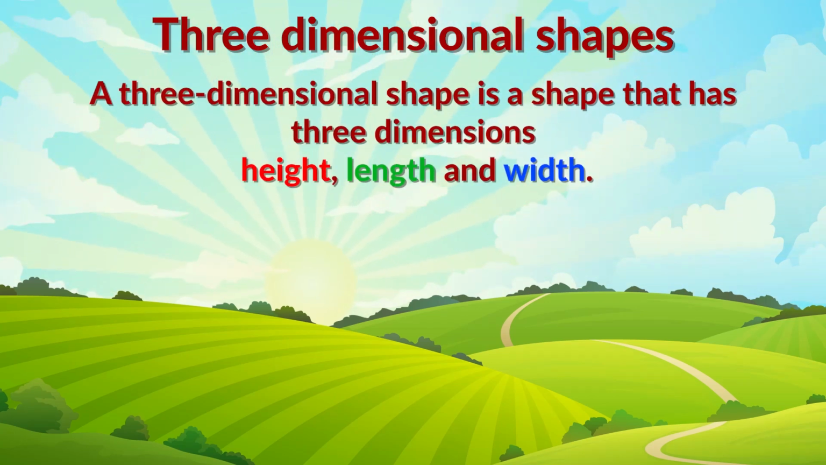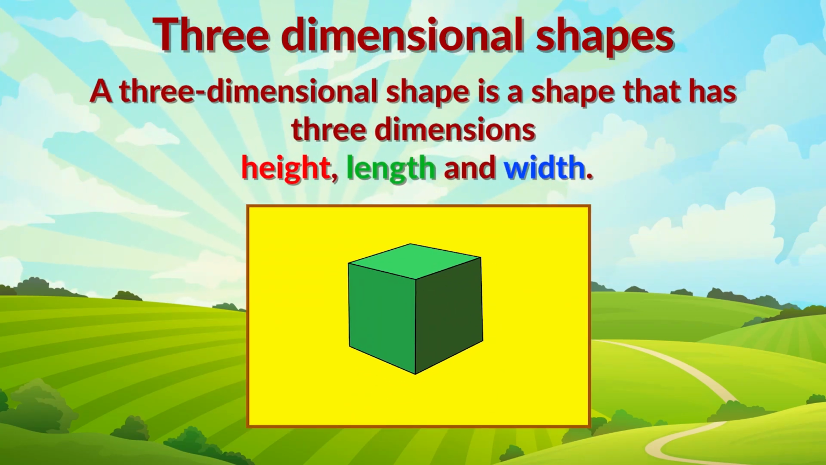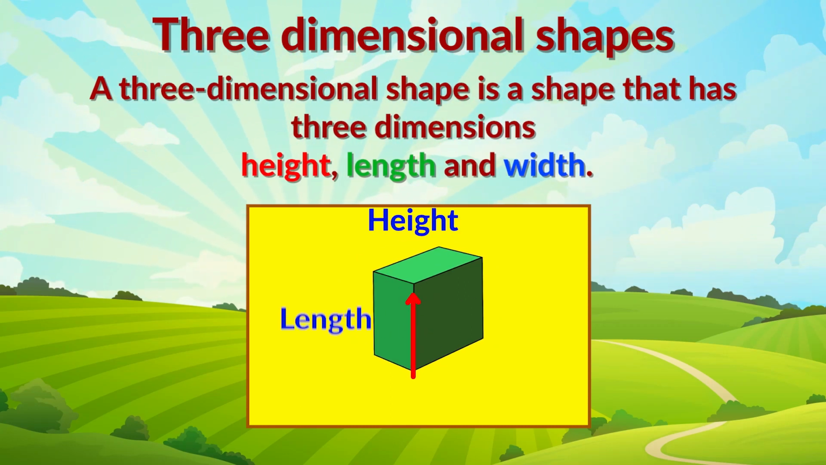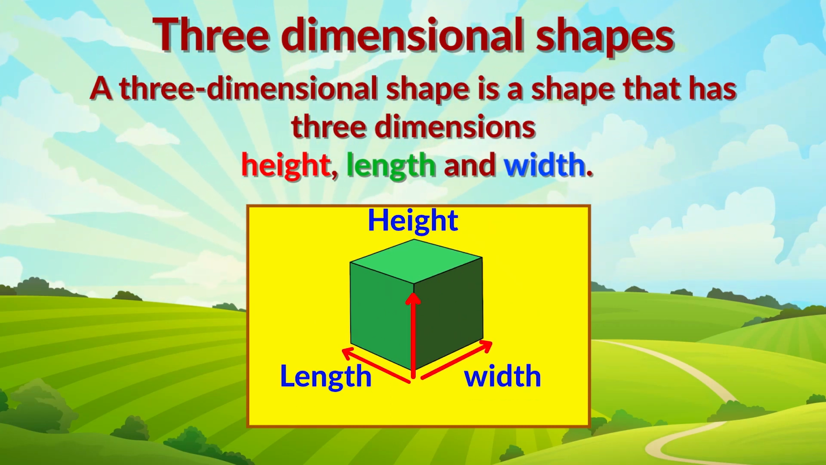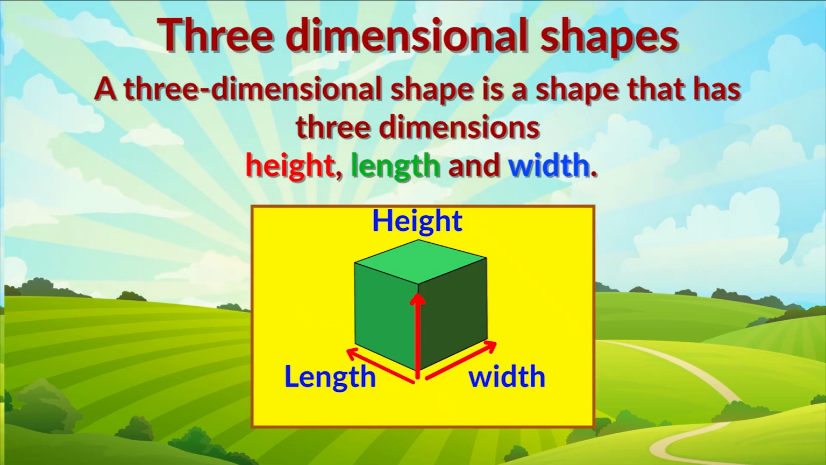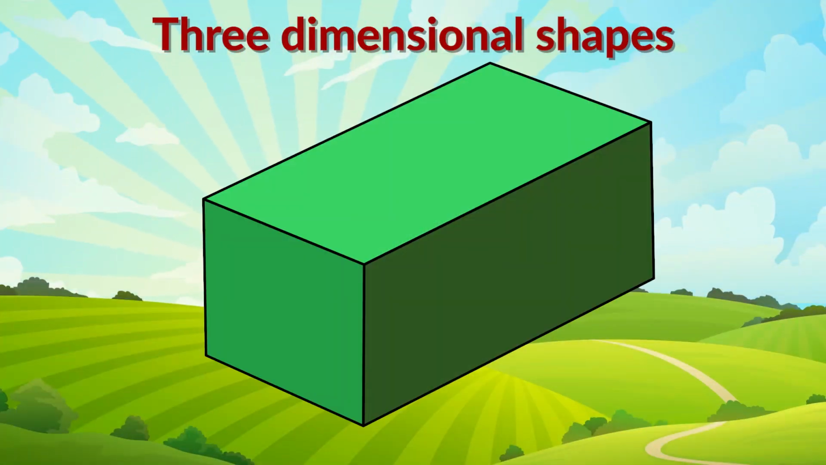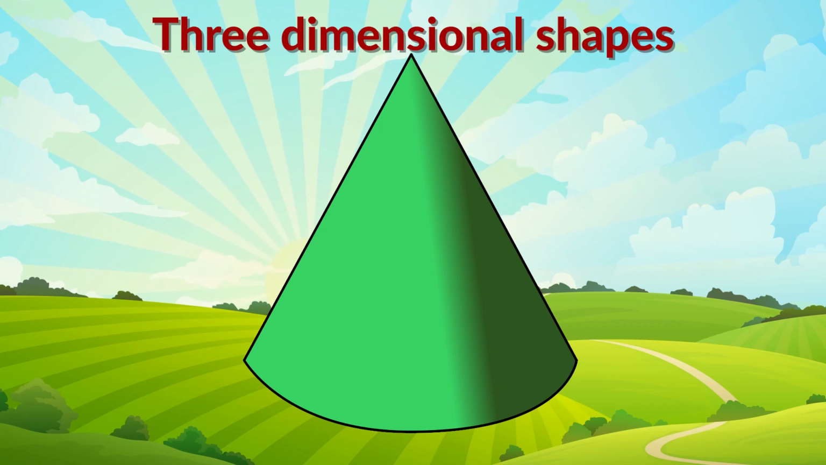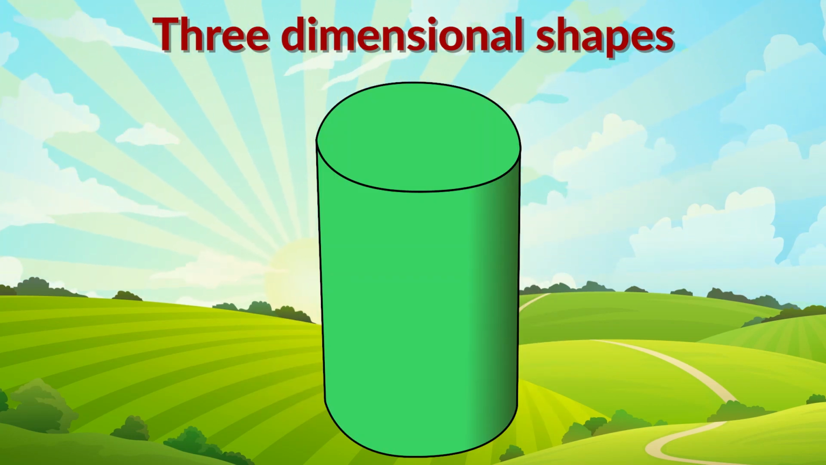A three-dimensional shape is a shape that has three dimensions, that is, height, length, and width. Some examples of three-dimensional shapes are cubes, cuboids, cones, and cylinders.